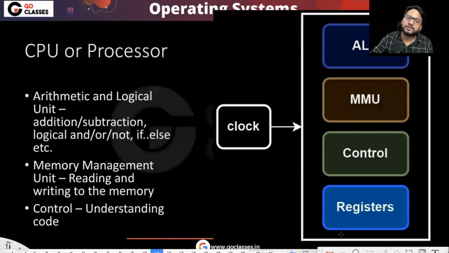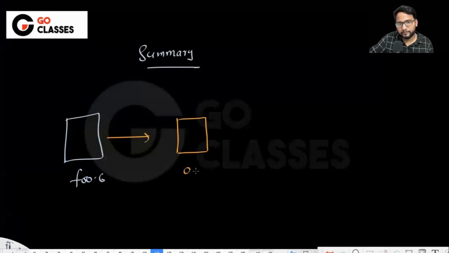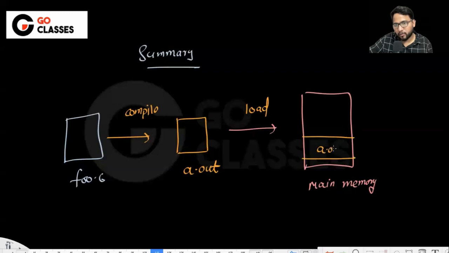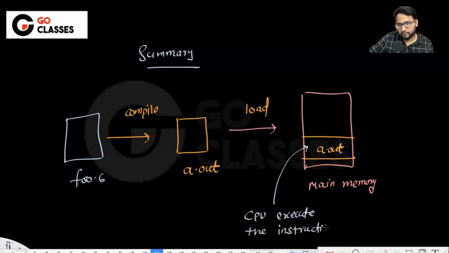Okay. So basically, inside the CPU you are having, okay, a little summary. This is the only summary. Let me just summarize what I'm saying: you are having a file, foo.c, which you compile, then you get a.out, which you load in the main memory. And the CPU will be executing it. So you load it after the compilation. This is the summary. Let's suppose you are loading it here. This is a.out, and wherever the instructions are, the CPU will be executing the instructions. Okay, so this is all the summary that we have. Is this okay to everyone?